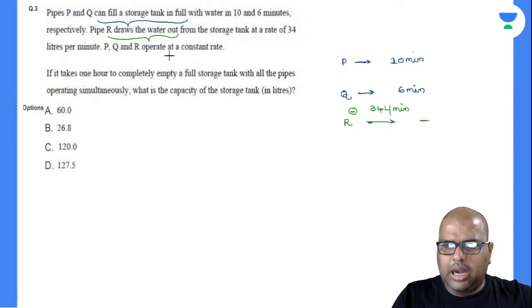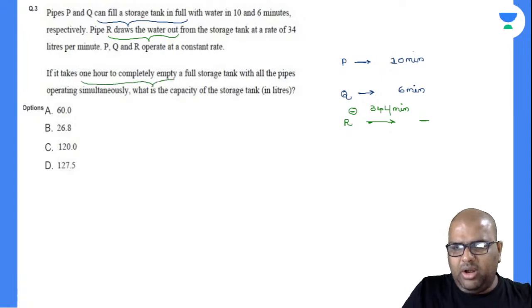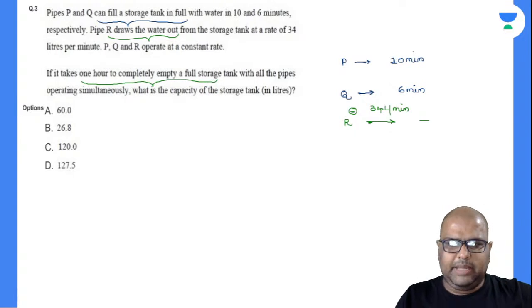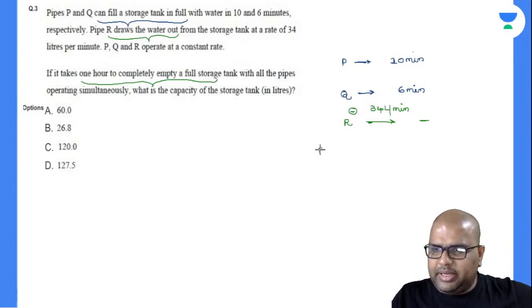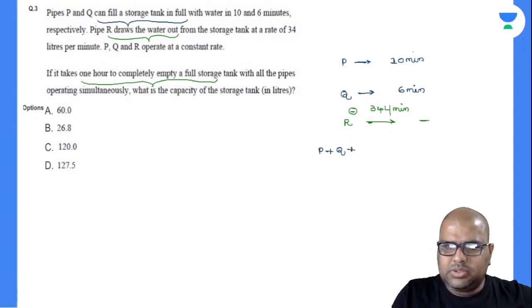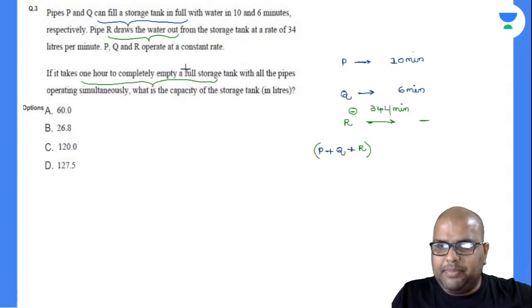PQR operates at a constant rate, it seems. If it takes 1 hour to completely empty a full storage tank with all the 3 pipes operating simultaneously. See, P is operating, Q is operating, and R is also operating. So R I will write down in red ink. So if these 3 are operating, is the tank filling or emptying? The tank is emptying, it seems. Means negative.